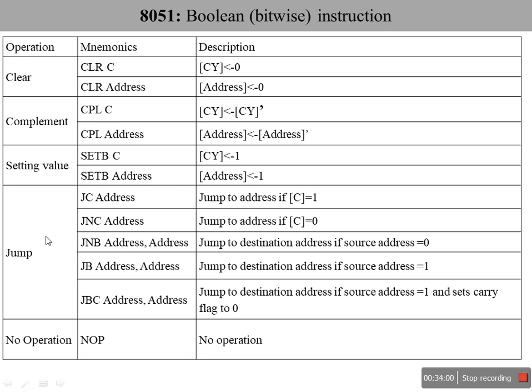Then with respect to jump instructions, we say JC address: jump to the address if the carry flag is 1. JNC, jump on no carry: if the carry flag is reset, it goes to the specified address. Then JB, jump if the source bit is set. JNB, jump if the bit is not set, to the relative address. So jump to the destination address if the source address bit is 0, or if this bit is set, or the carry flag is set.